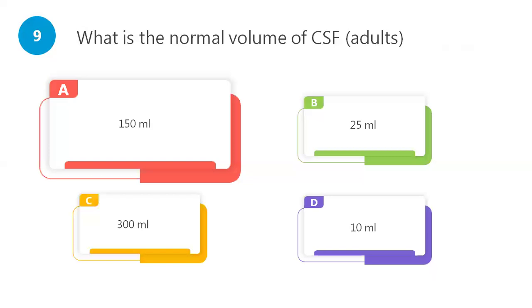So what is the rate of production of CSF? That is 500 ml per day. That is the rate of production. And how much CSF sample is collected? That is 10 to 12 ml under normal pressure.